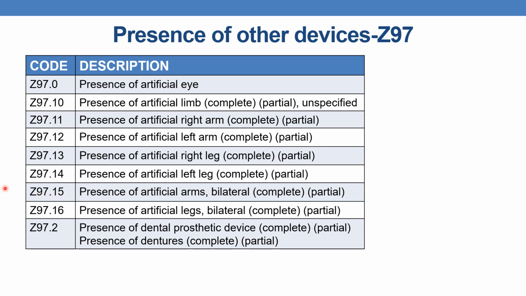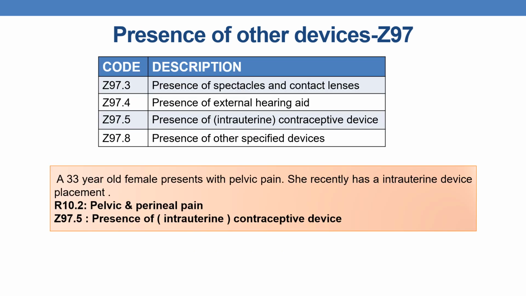The next is Z97.15. It indicates the presence of left artificial arms, bilateral. And next is Z97.16. It indicates the presence of artificial legs, bilateral. Next is Z97.2. It indicates the presence of dental prosthetic device, complete or partial, or presence of dentures, complete or partial. The next code is Z97.3. It deals with presence of spectacles and contact lens. The next is Z97.4. It deals with the presence of external hearing aid.